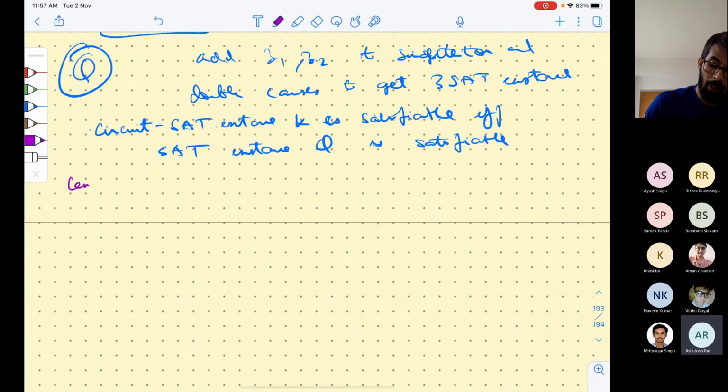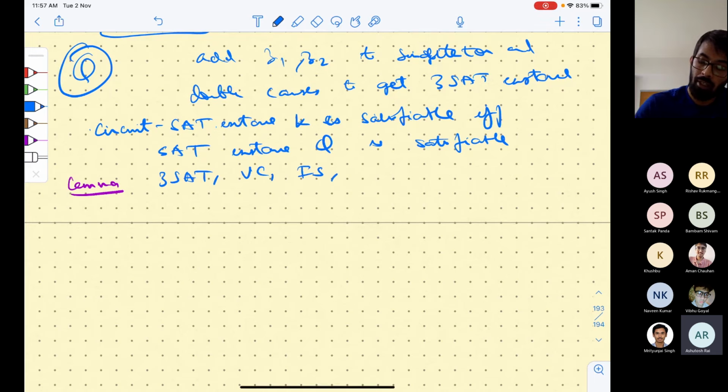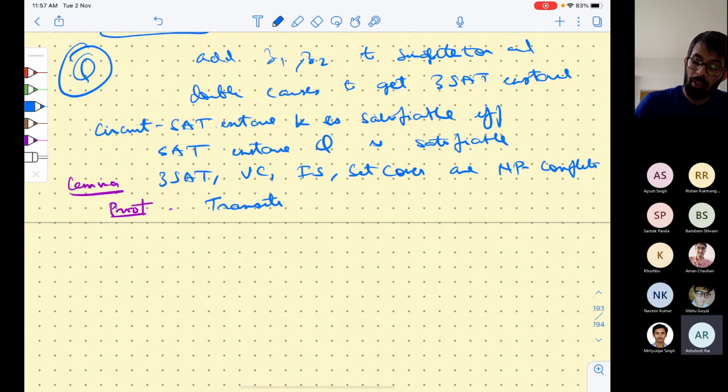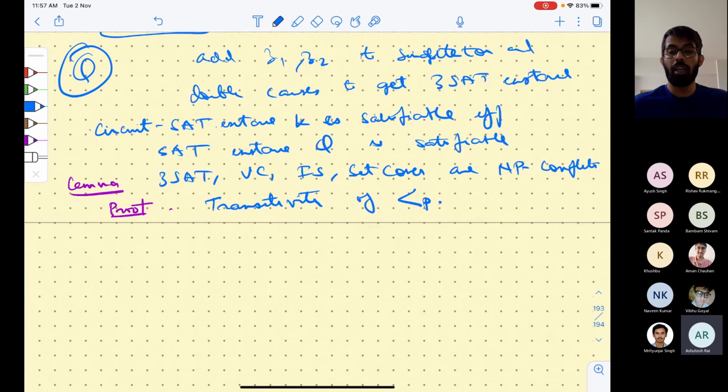So we know that 3 SAT reduces to vertex cover and all these. So 3 SAT, vertex cover, independent set, set cover are NP complete. Right? How? Because this is transitive. Because circuit SAT to 3 SAT, the proof is transitivity. So next time we'll see more problems, more problems which are NP complete.